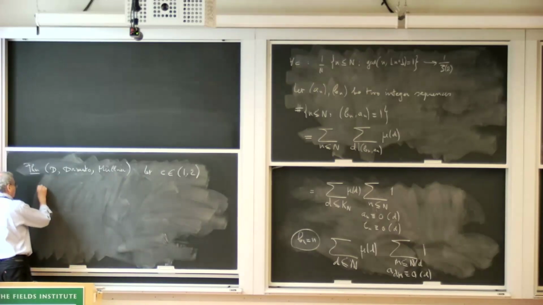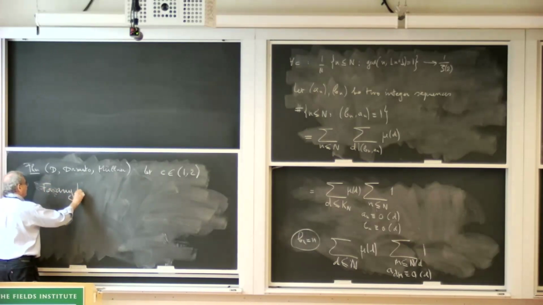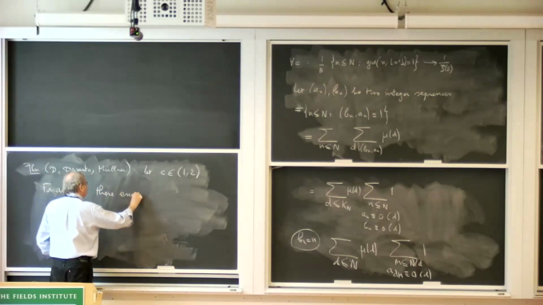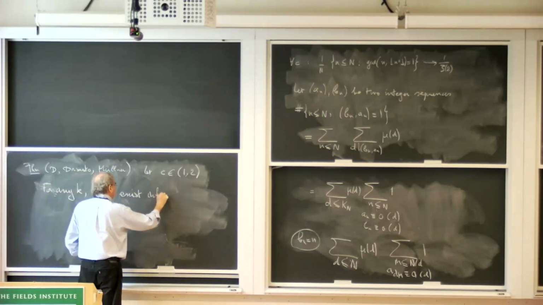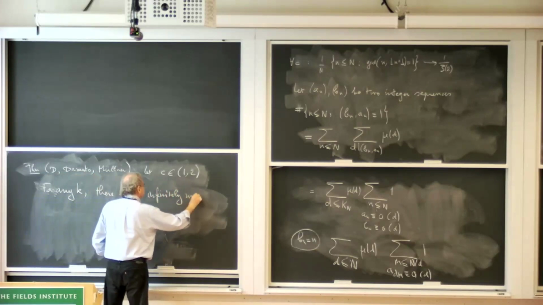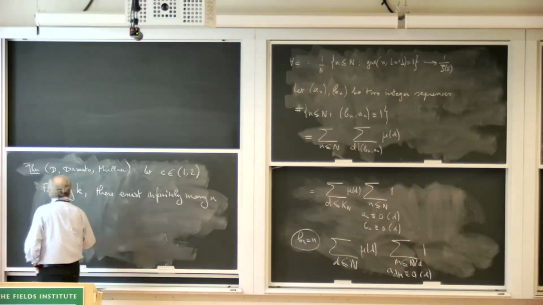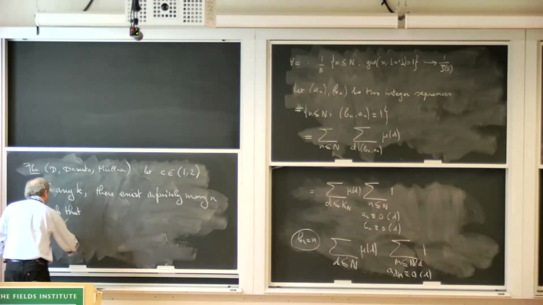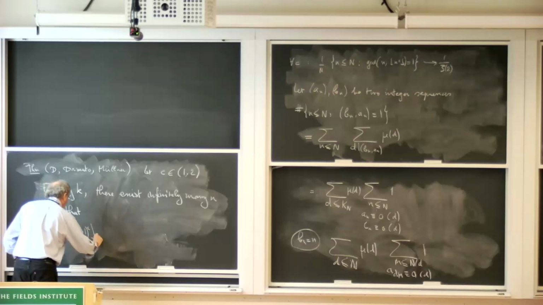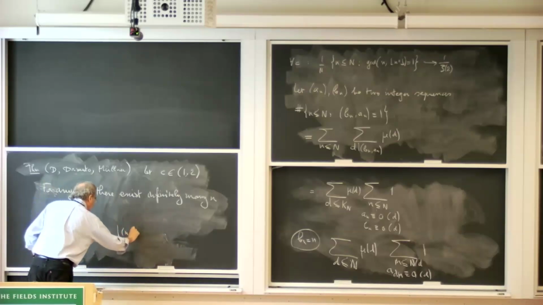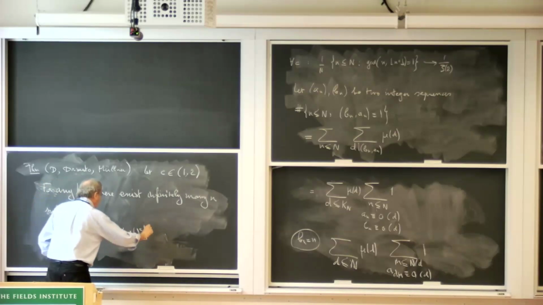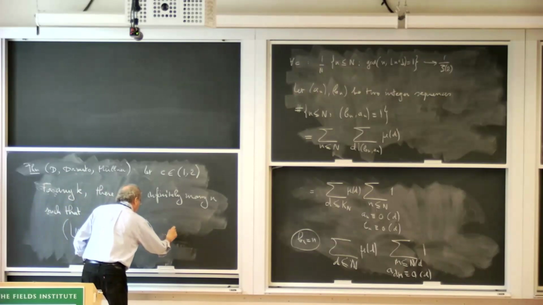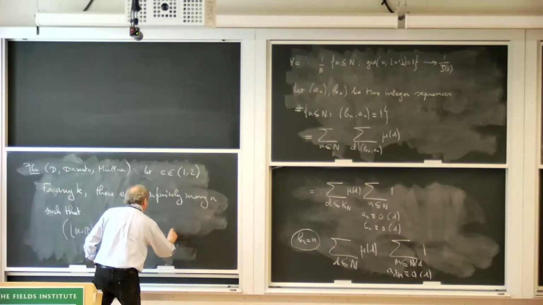Then there exist infinitely many n, for any k, such that in the sequence, n to the c, n plus 1 to the c, up to n plus k to the c, these k consecutive terms are pairwise coprime.